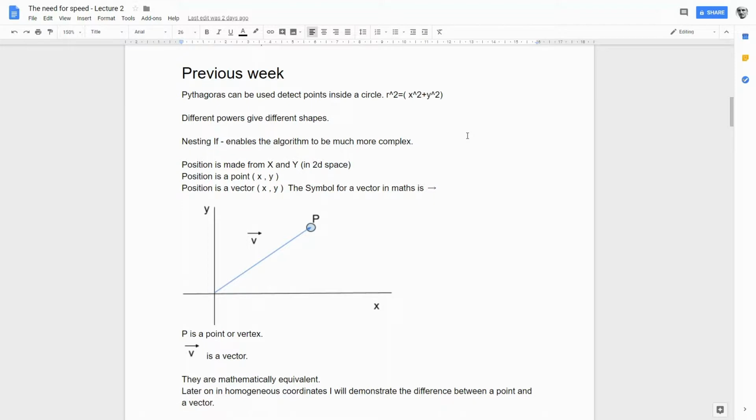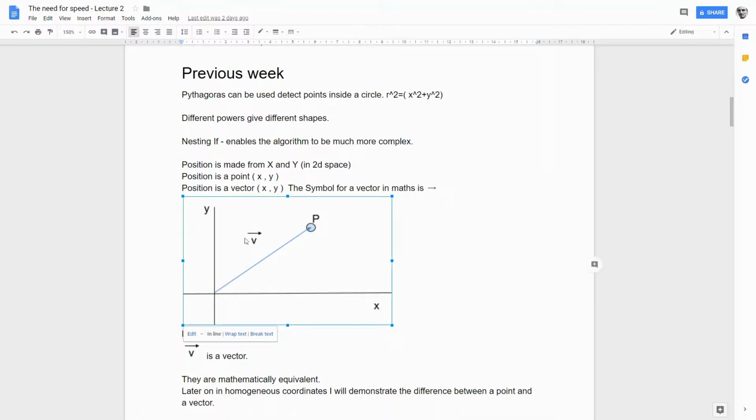We were plotting points, and points basically are positions. So we can understand that a position is made from two components, an x component and a y component in 2D space. So any point on a 2D screen needs both an x and a y. So a position is a point. A position is also a vector. The symbol for a vector is an arrow above the variable, as we can see here.